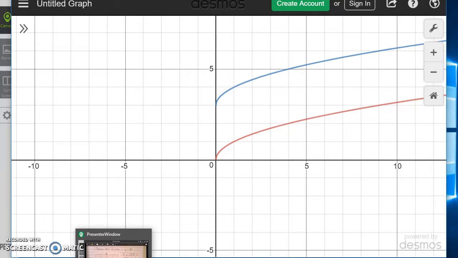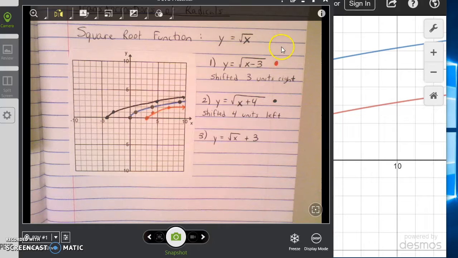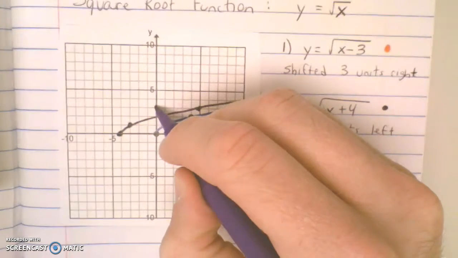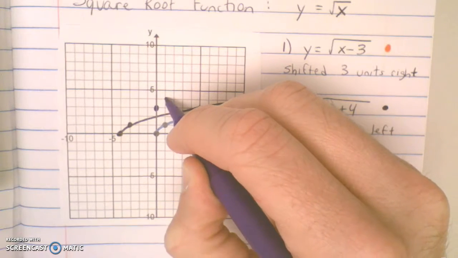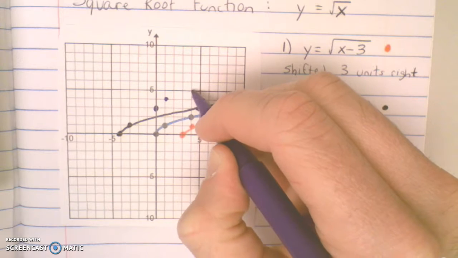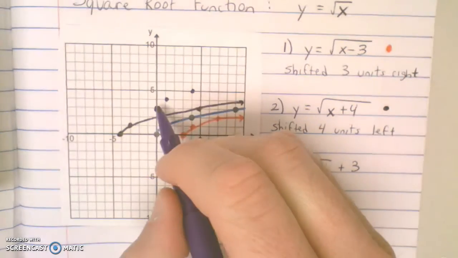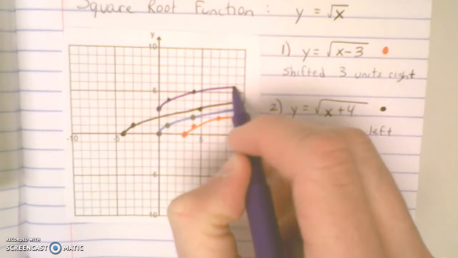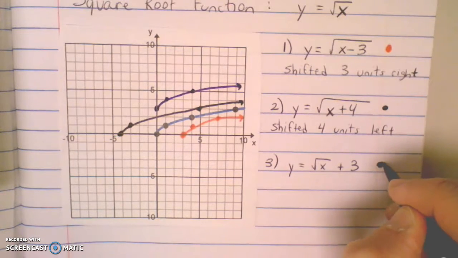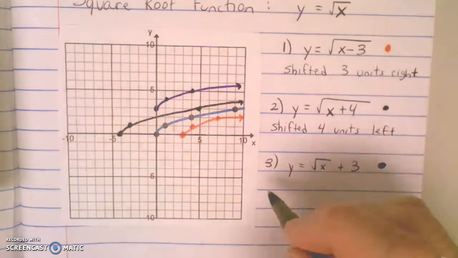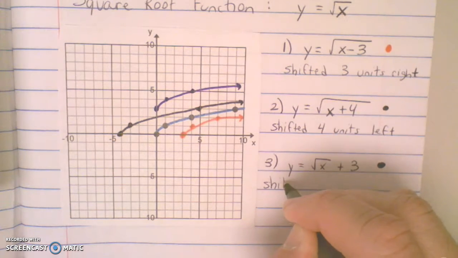So I'm going to sketch that on my notebook, and then we'll use a different color. This time I'll use purple. So we're going up 1, 2, 3. And this one shifted up 4 units. Or excuse me, 3 units.